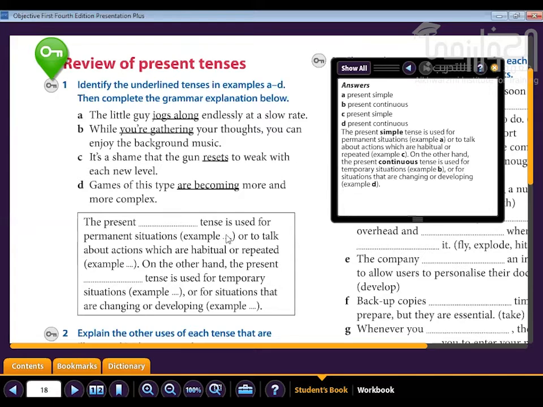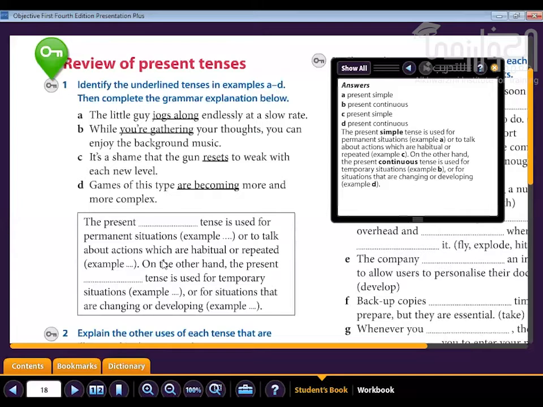So the example is A here. Or to talk about actions which are habitual or repeated. So when we talk about actions which are habits or habitual, we have an example in C here. And then on the other hand, the present continuous will come here. It's used for temporary situations. What is not permanent, something that is changing, it is a temporary situation. And so we have an example in B, as you can see. So this is the answer.